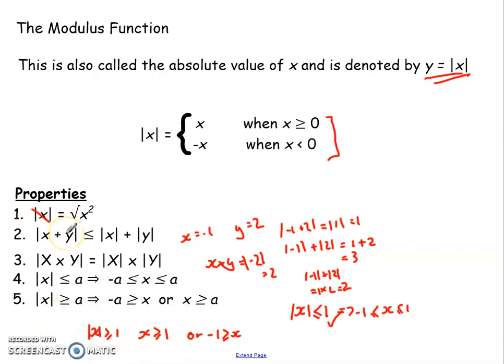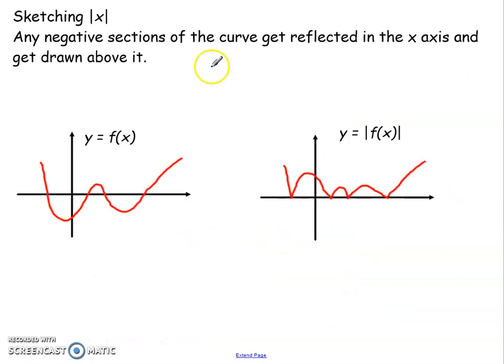So there are 5 key properties of modulus functions that we have to work with, we have to remember, and we have to be able to denote. And this all comes in handy as well when we're looking at graphs of modulus functions. If I look at sketching any modulus function, the essential way that I have to remember it is if I take any f of x, any negative sections of the curve get reflected in the x-axis and get drawn above it.